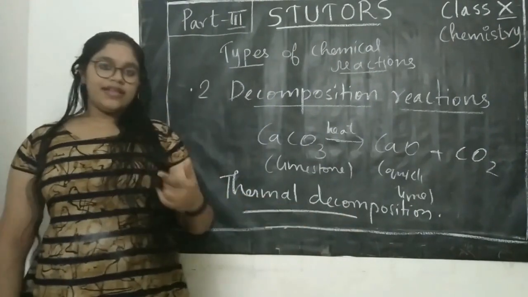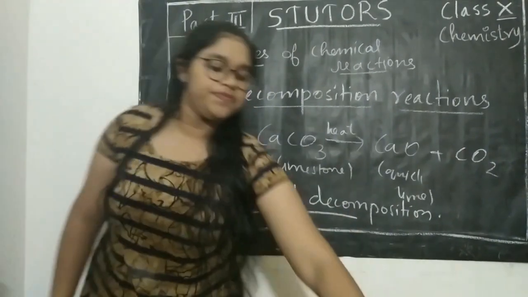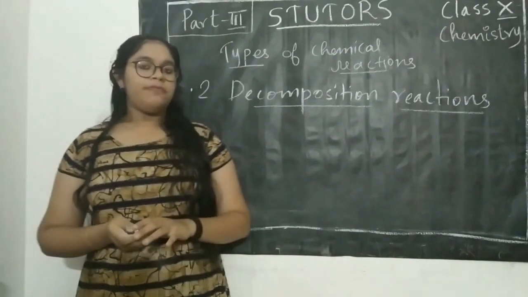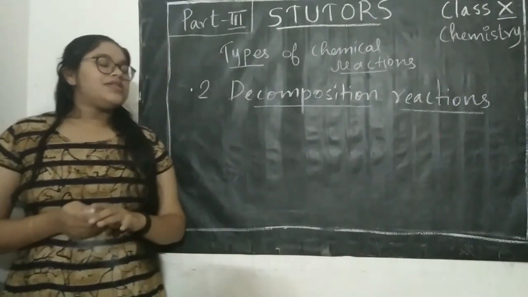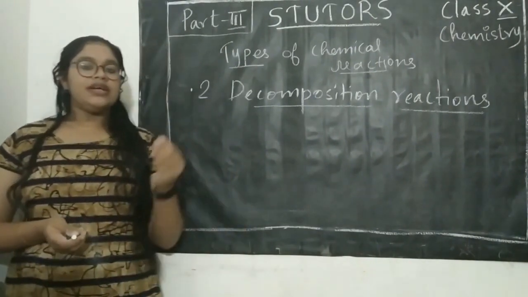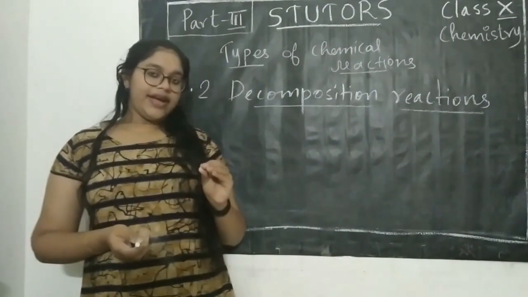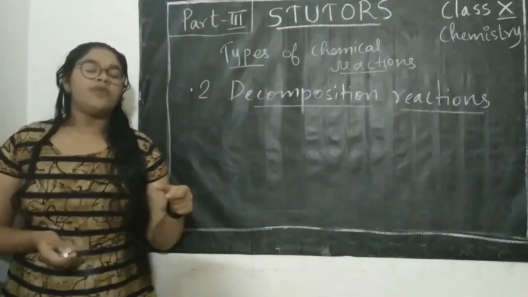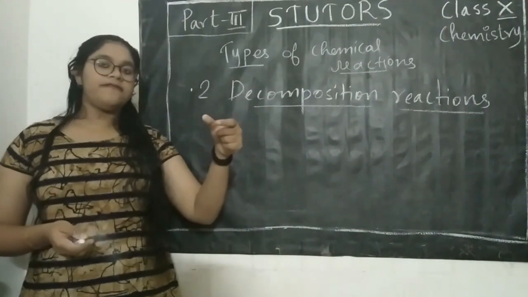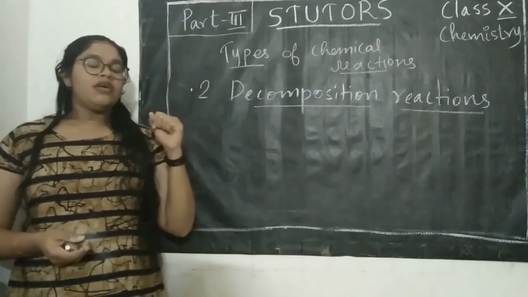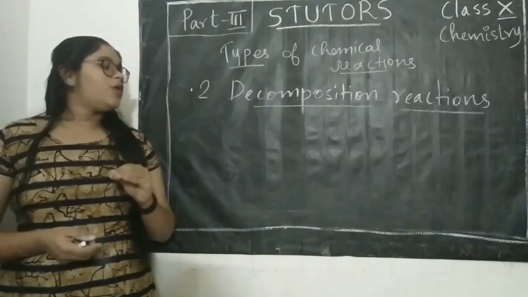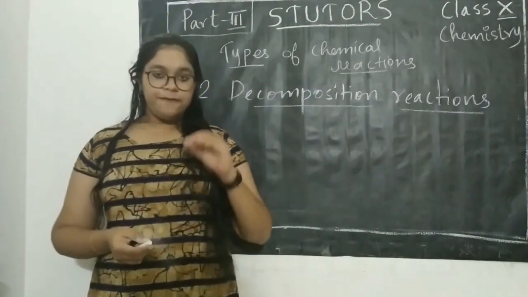Now we will discuss another example of decomposition reaction. This is the third example. It's an activity, same as the earlier activity. Take a boiling tube, add some amount of lead nitrate into it, and place this boiling tube over the flame of a burner or a spirit lamp. During the reaction, you will notice the emission of brown fumes.